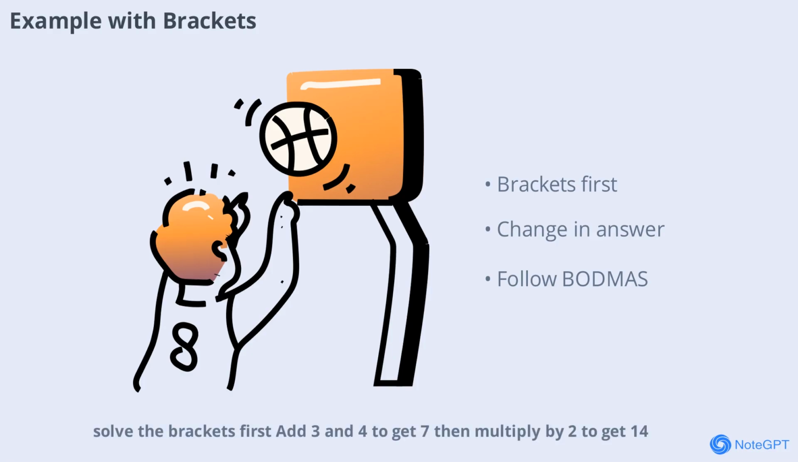According to BODMAS, solve the brackets first: add 3 and 4 to get 7, then multiply by 2 to get 14. If you ignored the brackets and multiplied first, you'd get a completely different answer. This highlights why brackets are so important. They tell you which part of the problem to solve first. Always look for brackets before doing anything else in a math expression.